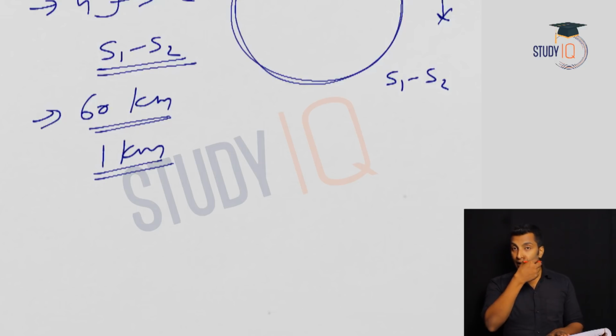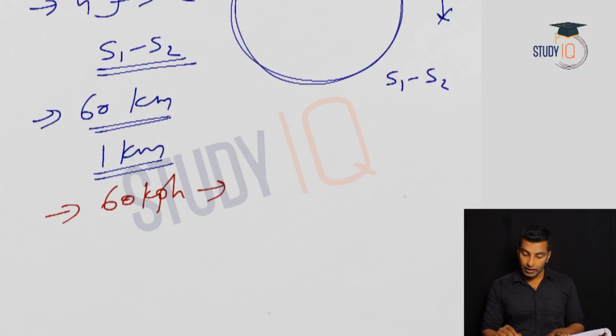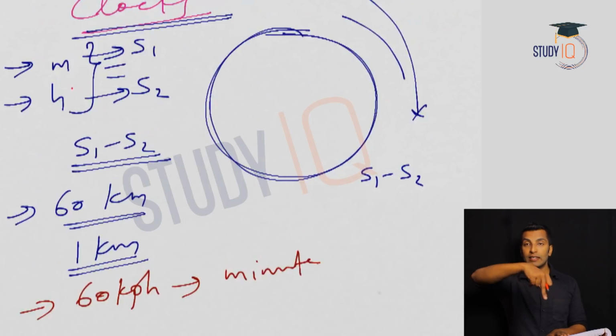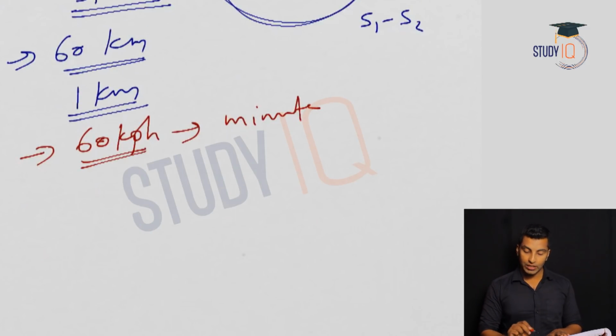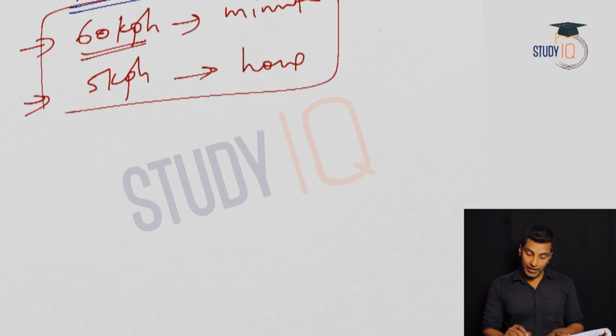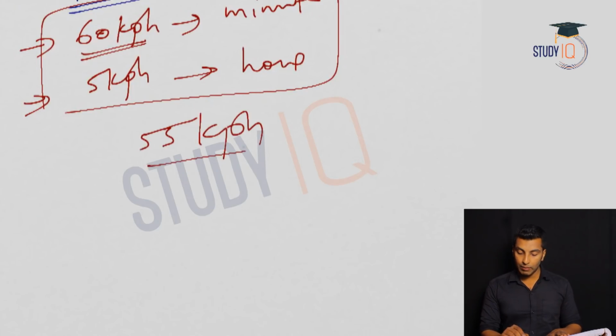Now, what is the speed of the minute hand? 60 kilometers per hour, because it covers that 60 distance, one revolution, in 1 hour. If we consider the clock as a circular track with a distance of 60 kilometers, the speed of the minute hand is 60 kilometers per hour. Similarly, the speed of the hour hand will be 5 kilometers per hour. Then the relative speed will be 60 minus 5, which is 55 kilometers per hour, between the minute hand and the hour hand.